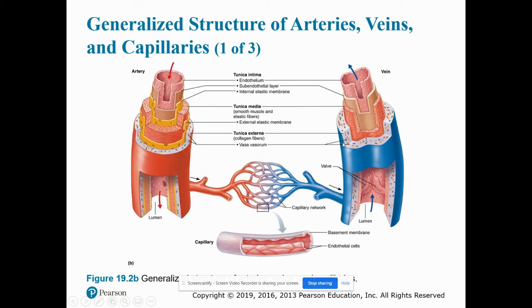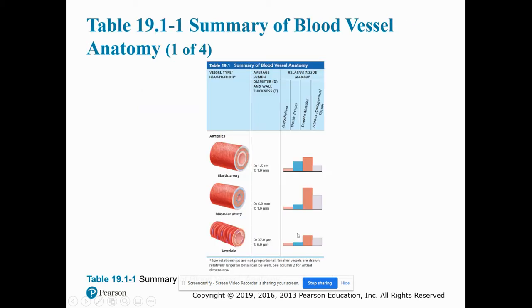And then we also have the vasa vasorum, which are the blood vessels that you can see inside here that are actually nourishing this external layer. And then we would have capillaries with these endothelial cells and the basement membrane. This table is just showing you, we'll actually come back to this table later, but we have different types of arteries, elastic, muscular, and arterioles, and then the walls consist of different types of tissue.